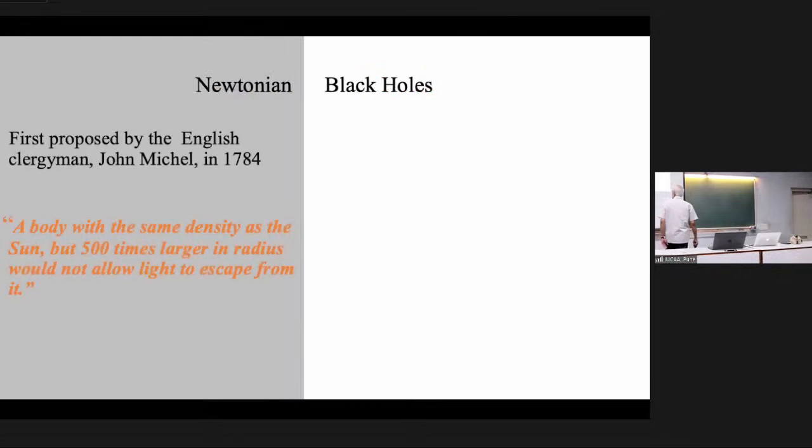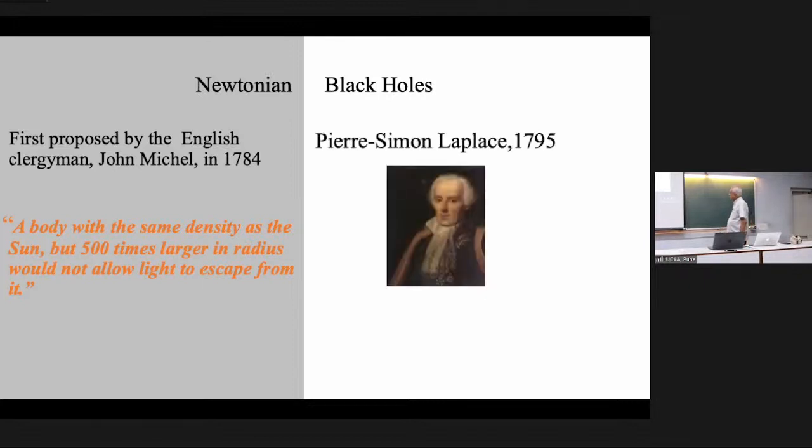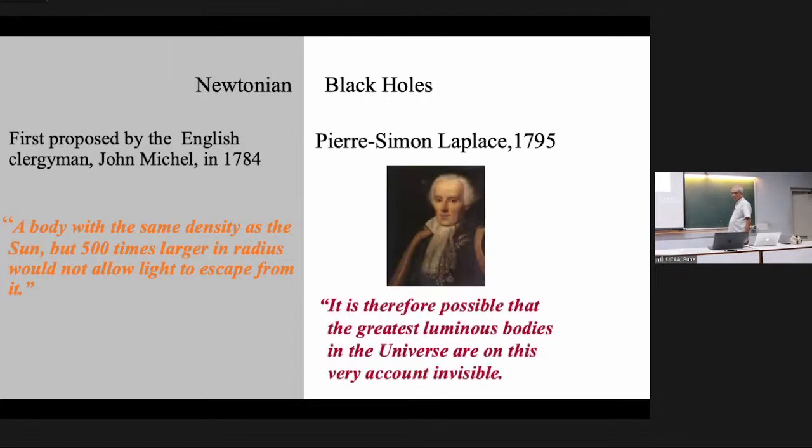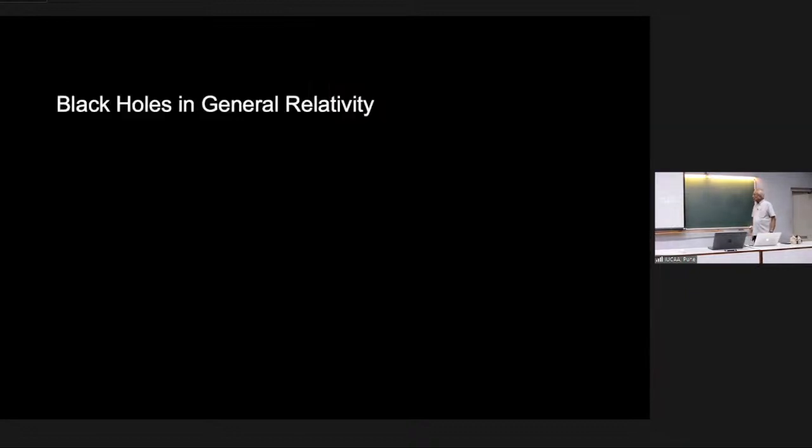Quite early, the first person to do it was John Michell. He said that if you have a body with the same density as the sun but 500 times larger, it will not allow light to escape. And then the more famous person, Laplace, of whom you have all heard, said that the greatest luminous bodies are invisible on this very account. But nobody was terribly upset by this. Now, black holes in general relativity are a completely different ball game.